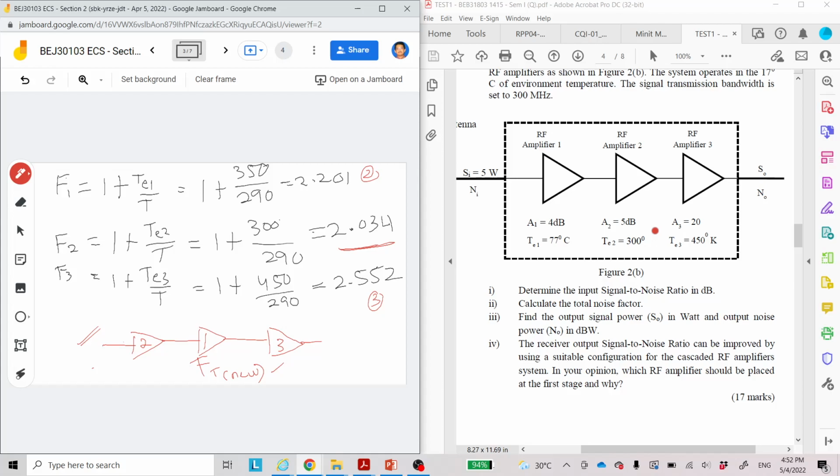We choose this because the first stage of the amplifier needs to have the least noise factor, followed by the second least noise factor and then the highest noise factor, so that we can produce the lowest overall total noise factor. The idea is to have the minimum total noise factor.